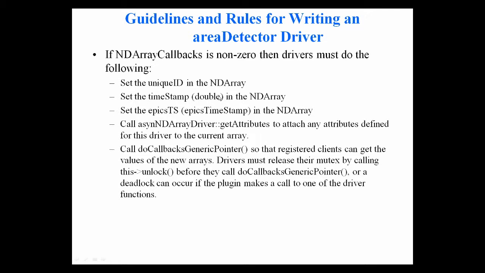Okay, there are two timestamp related fields in the ND array. The first is a double, which you typically compute by taking the first. An epoch timestamp is two 32-bit numbers.